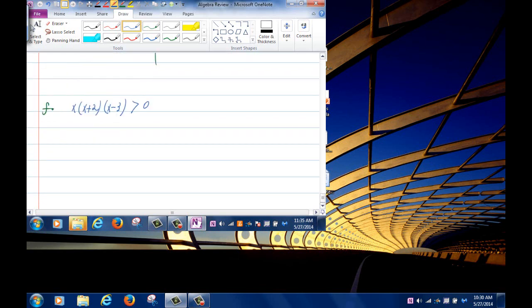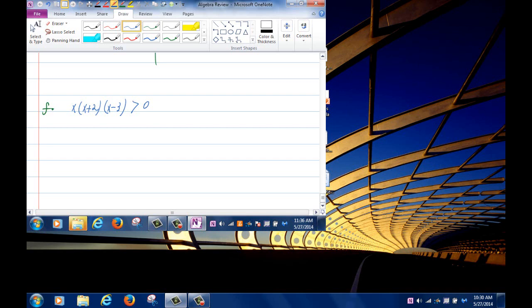Go ahead. Say it again. You mean multiply out? No, if you multiply out, that's not going to help. You mean multiply x times x plus 2, right? x squared plus 2x. Yeah, so that's not going to work yet. Set each of them equal to 0, or set each of them greater than 0.